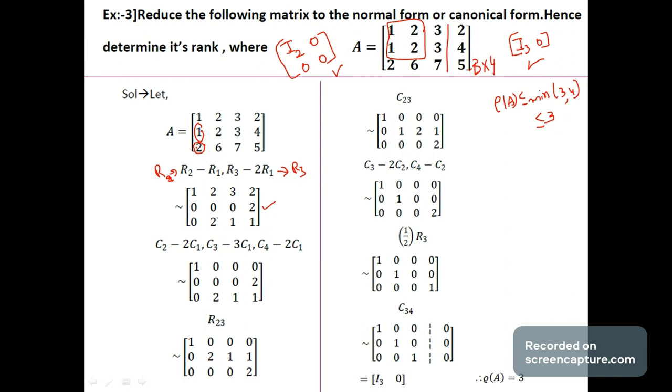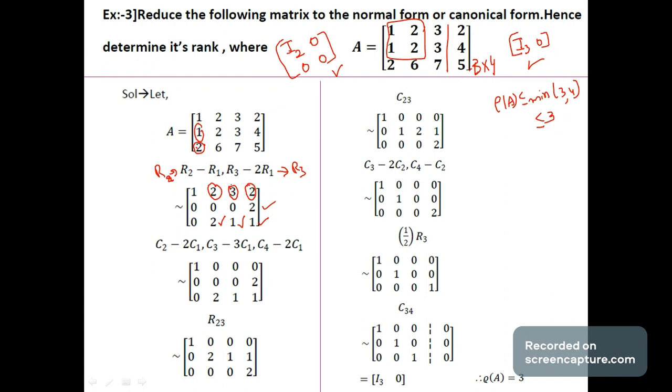6 minus 2 into 2, 4. 6 minus 4, 2. 7 minus 2 into 3, 7 minus 6, that is 1. So 5 minus 2 into 2, 5 minus 4, that is 1. Okay. Next, we try to make 2 as 0, 3 as 0, 2 as 0.